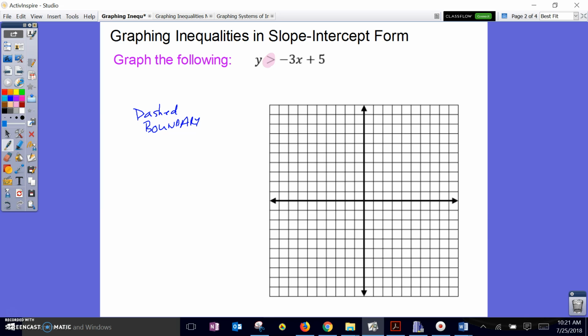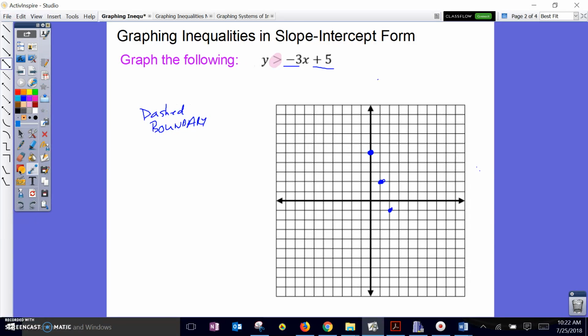So I'm going to plot the y-intercept. Y-intercept is positive 5. And then I'm going to use the slope. The slope is negative 3, which means from that y-intercept, I'm going to go down 3 and over 1 to the right, plot another point, and I'll do one more, down 3 and over 1, plot a point. And now I want to draw a dashed line through that, so I break out my handy-dandy ruler and make it a dashed line. I'm going to draw a dashed line through those points.